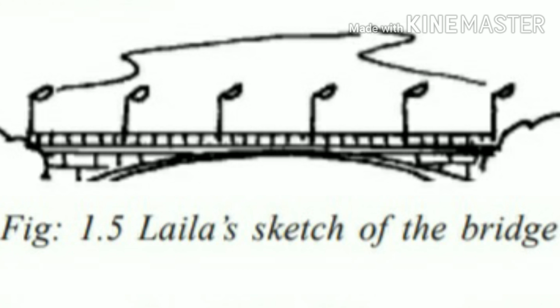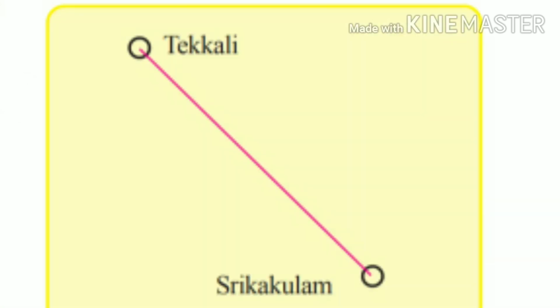Why did she reduce the distance on the map? Is it possible to draw the actual distance on the map? No, it is impossible to draw the actual distance on the map. So that's why she reduced it. For example, see in the textbooks, one example is given: Tekkali to Srikakulam. In the above sketch, the distance between Srikakulam and Tekkali is given in the form of a line. The actual distance between those places is 50 kilometers.